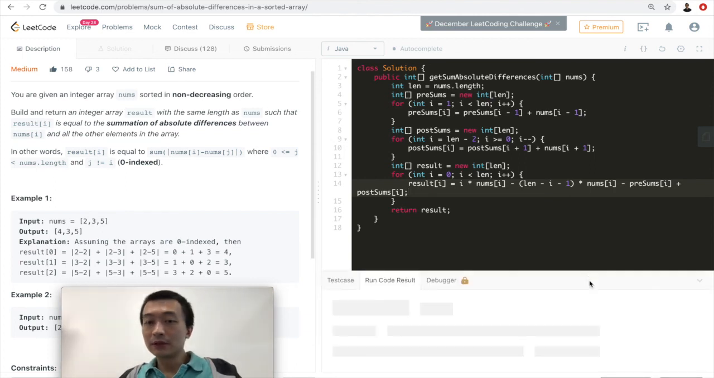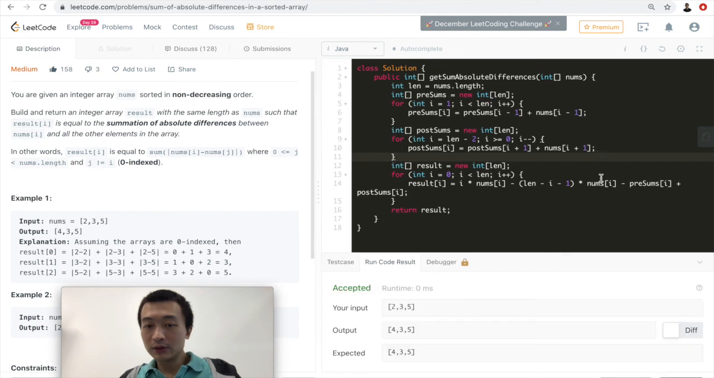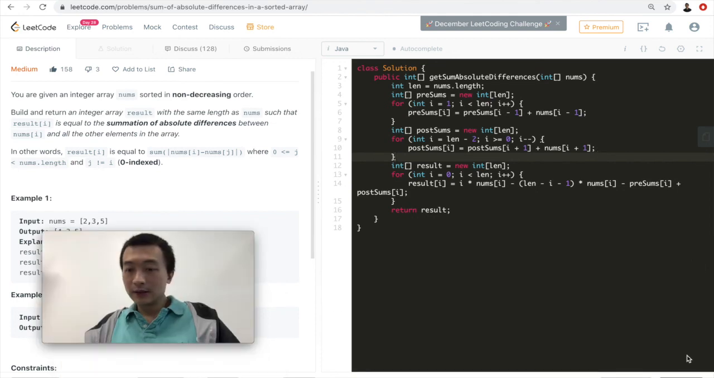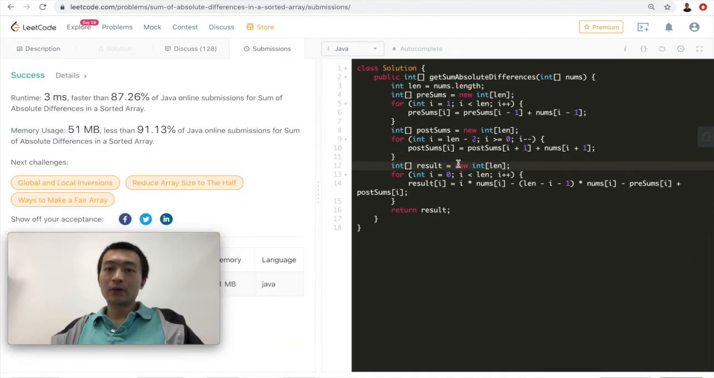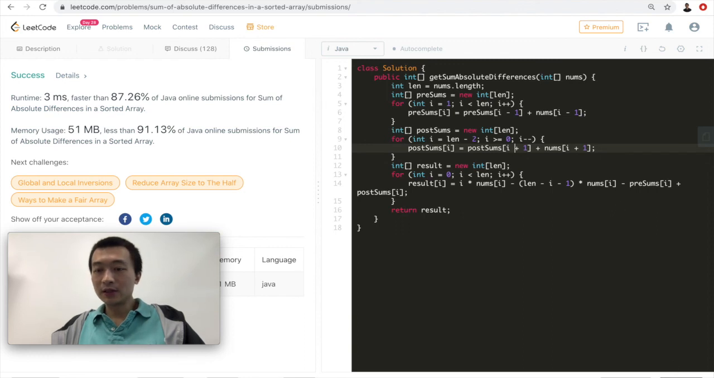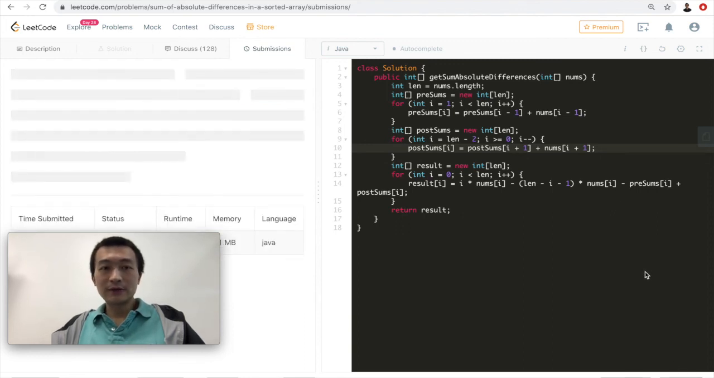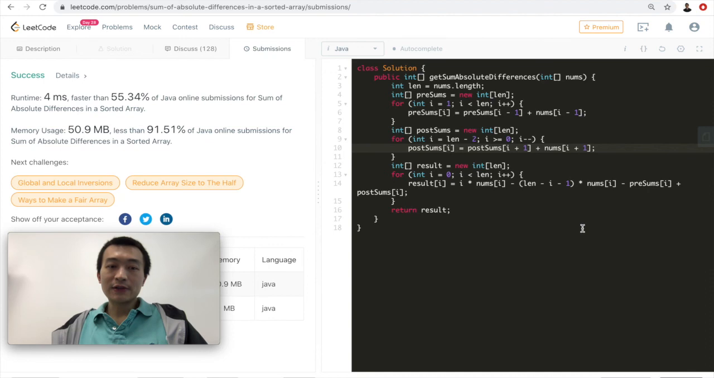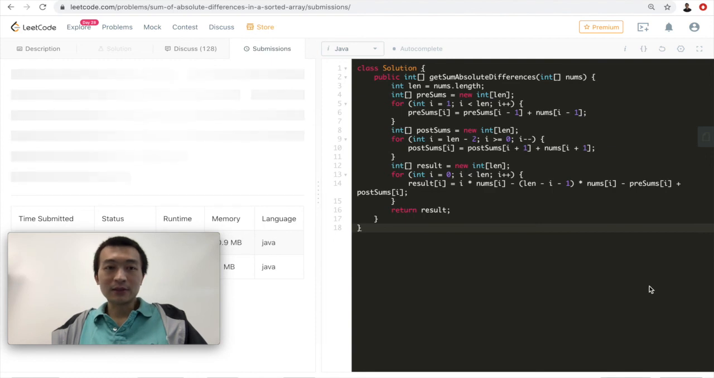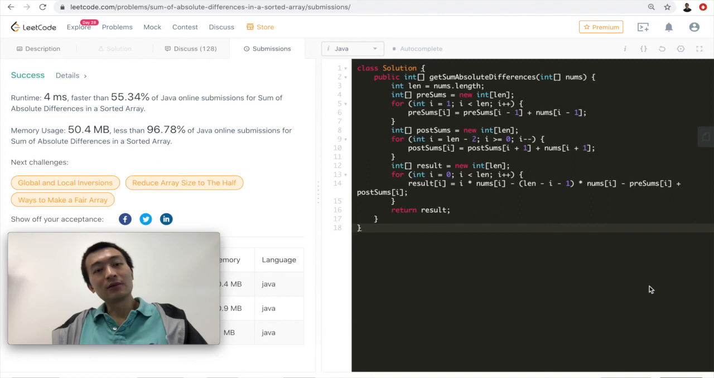Now let me run the code to see if it works. Any typo or any syntax errors? It's accepted. Cool. Now let me submit. All right, cool. Accepted. 87%, 91%. Not bad at all. Let me just hit submit one more time to see if there's any differences. There could be. Not impressive at all. 55%. Okay, just one more time. Last time, I promised. It should be above 60%, around 60%.